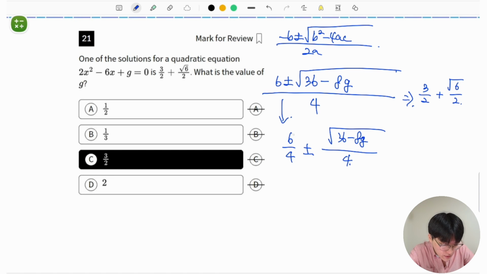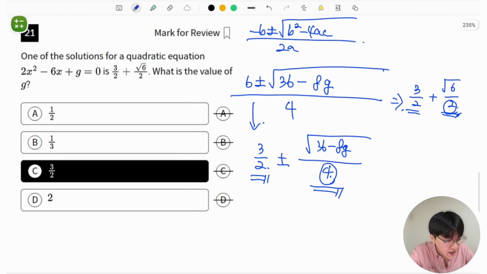And that 6 over 4 is actually effectively equal to 3 over 2. So we already matched these sides, and all we need to do is match this. And what do we see here? Well, the denominator here is 4 and the denominator here is 2. So what we can do is multiply the top and bottom here by 2 and see what's going on.